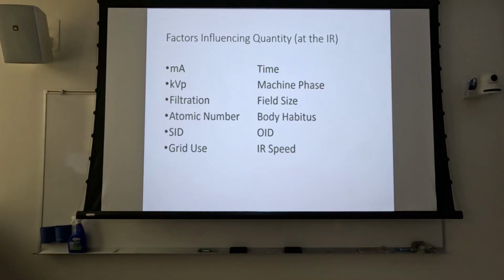So single phase to three-phase, we get double the output. Three-phase to single phase, we get half the output. So our technical factor of choice there would be, again, mAs. Filtration, as filtration increases, remember it's kind of complicated.